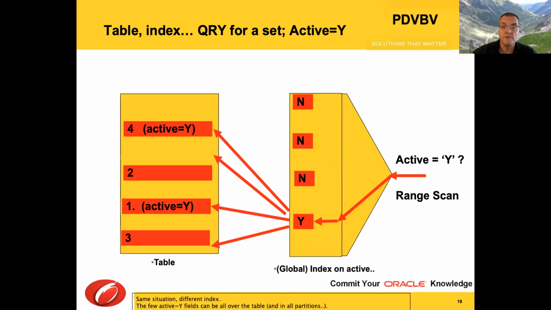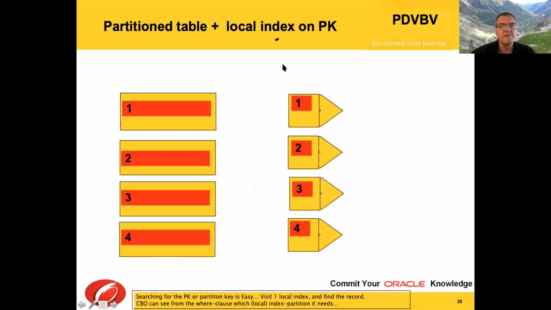It's good so far. Now we've got the partition table. First, the index on the primary key, looking for an ID. The cost-based optimizer knows that the ID 1 is in this range.